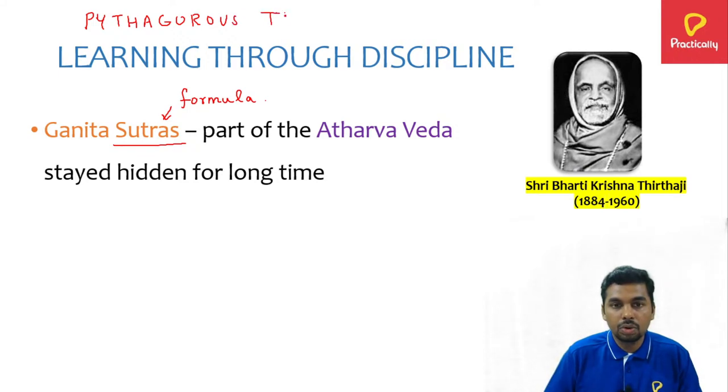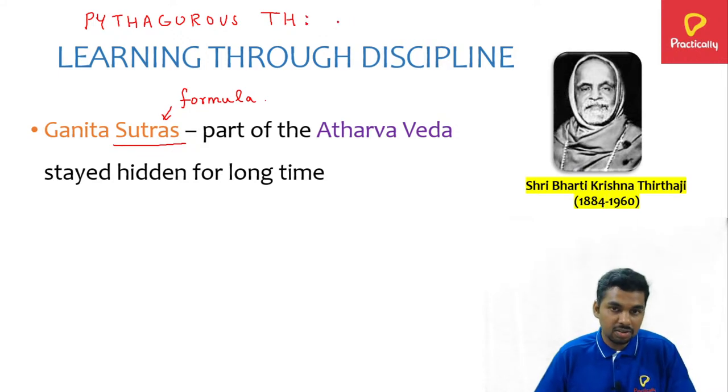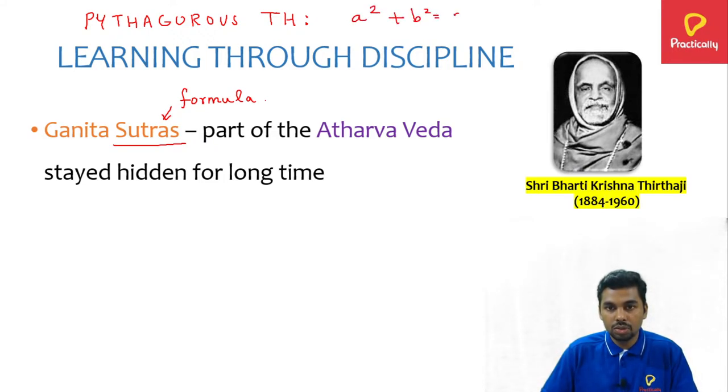Pythagoras theorem. What does the Pythagoras theorem say? If the three sides of a right angle triangle are A, B and C, and C is the hypotenuse, then A squared plus B squared equals C squared. So this is a very easy formula.